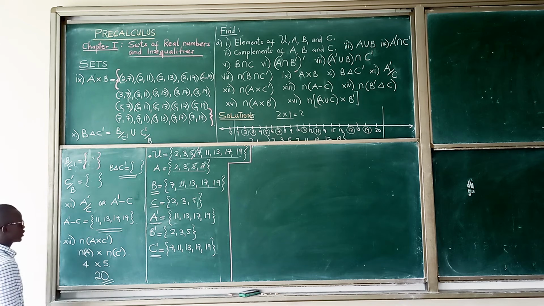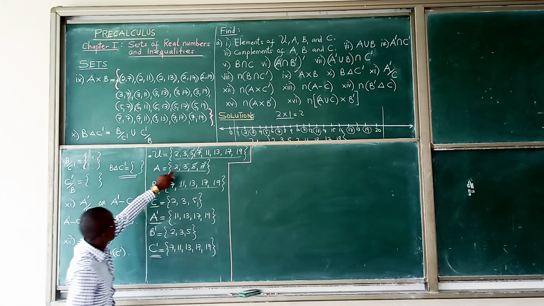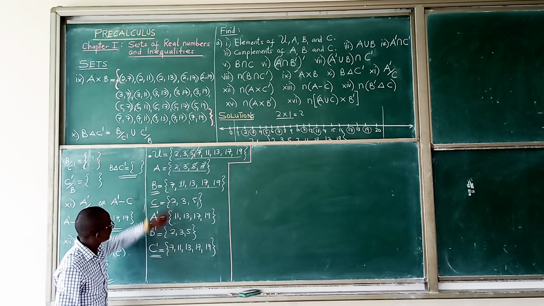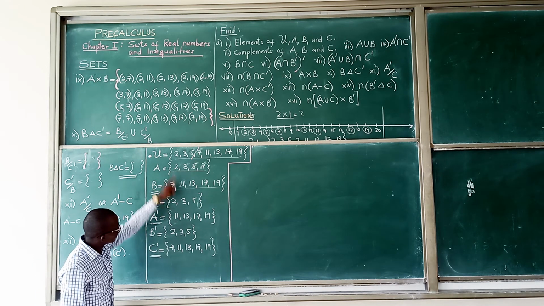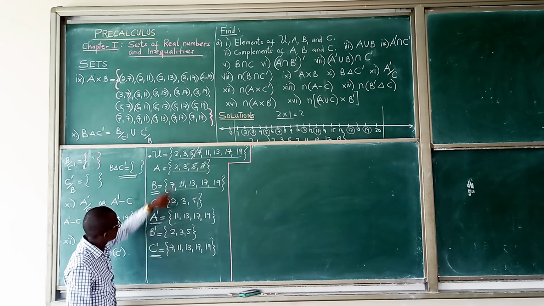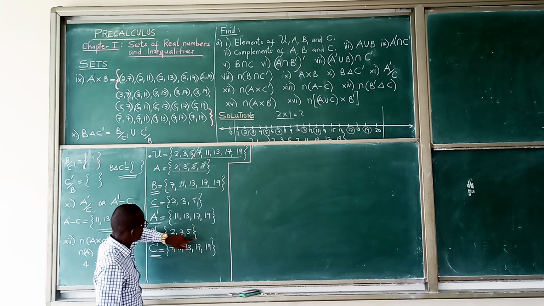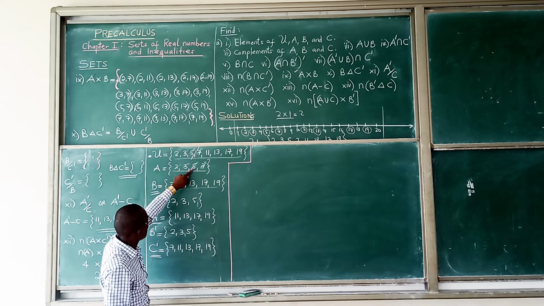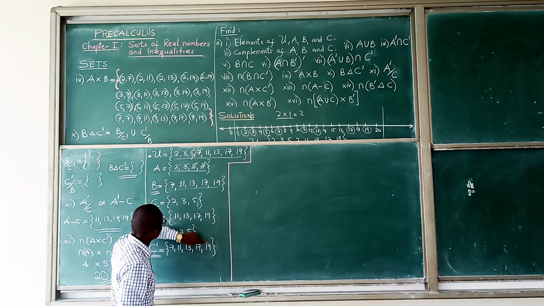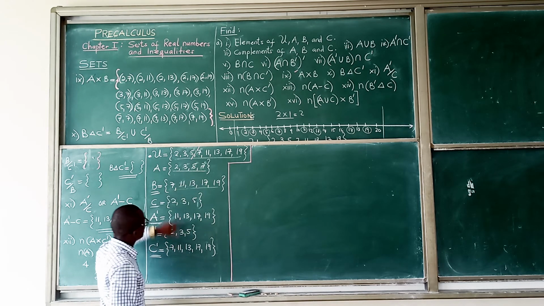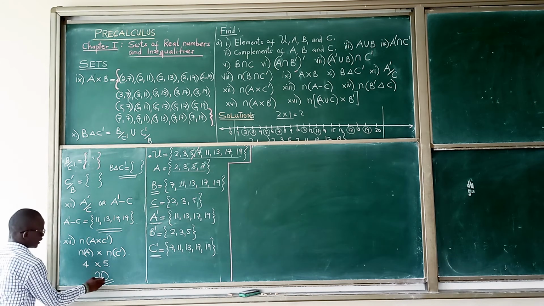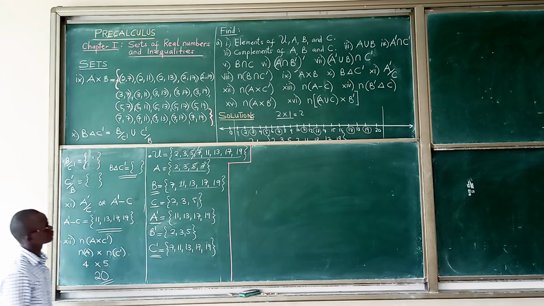If you find the cross product for A and C prime, you can do it as an assignment. 2 and 7, 2 and 11, 2 and 13, 2 and 17, 2 and 19. You finish with 2. You come to 3: 3 and 7, 3 and 11, 3 and 13, 3 and 17, 3 and 19. You come to 5: 5 and 7, 5 and 11, 5 and 13, 5 and 17, 5 and 19. Then 7: 7 and 11, 7 and 13, 7 and 17, 7 and 19. You can list all of them. You'll find out that at the end of the day, there will be 20.